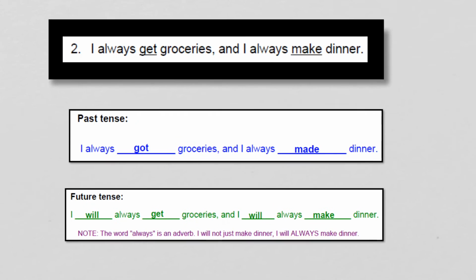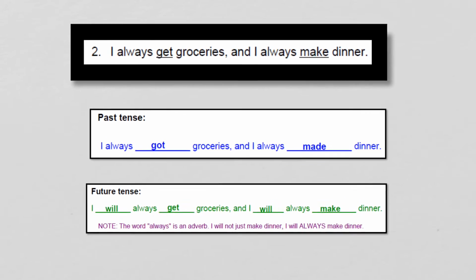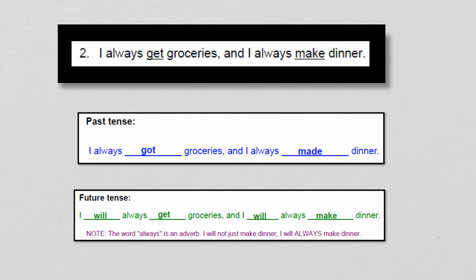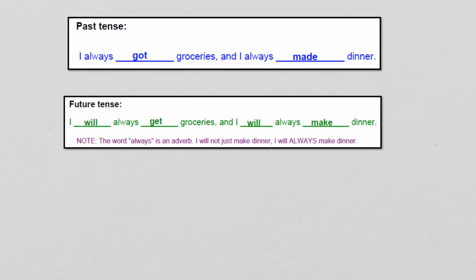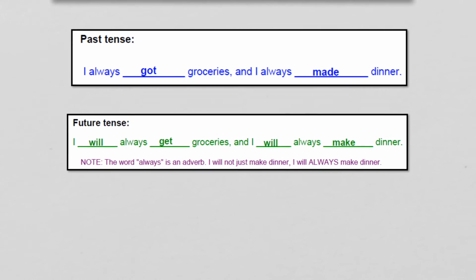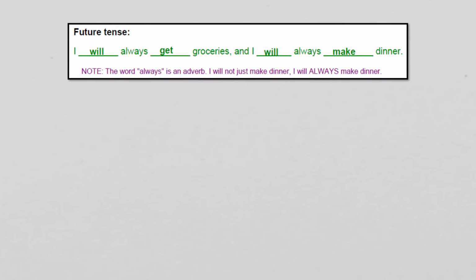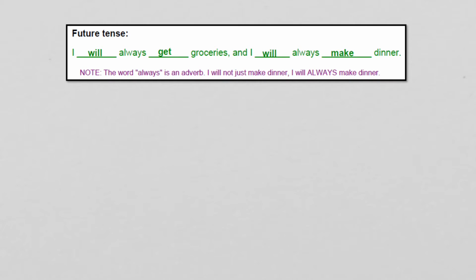Next example. I always get groceries and I always make dinner. So we have the verb to get and to make. In the past, I always got groceries and I always made dinner. In the future, I will always get groceries and I will always make dinner.